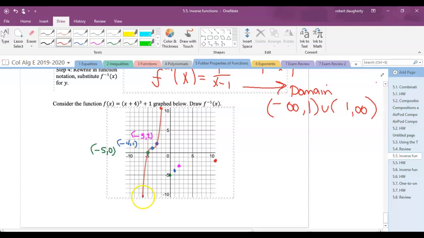So if this is about negative 6, negative 10, what do I need to be looking for? Negative 10, negative 6. So negative 10, negative 6 is about right here. Okay. So is that right? What is this guy doing?